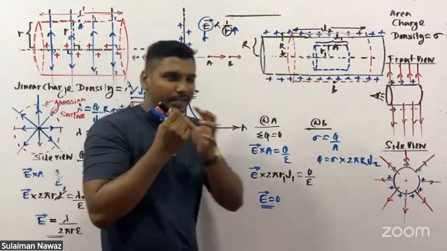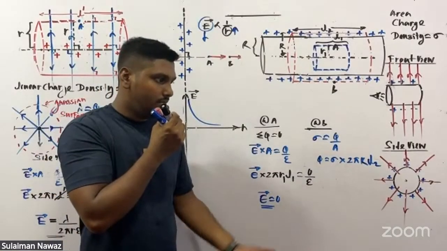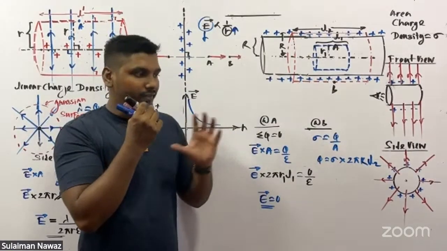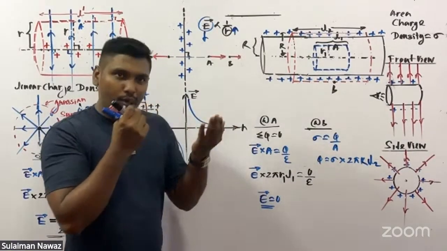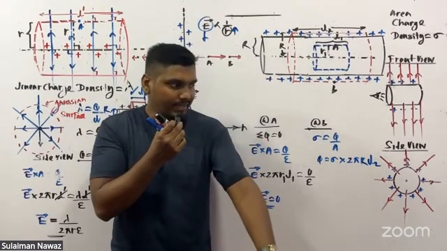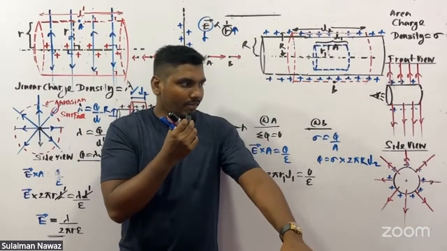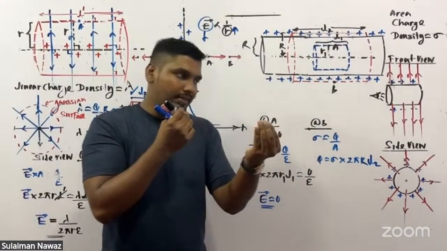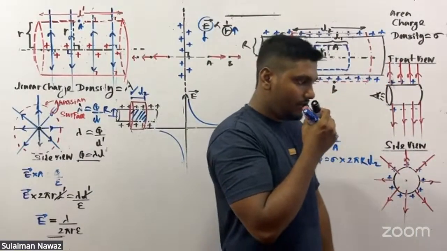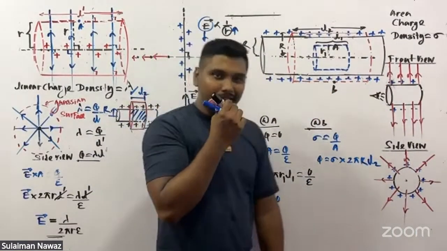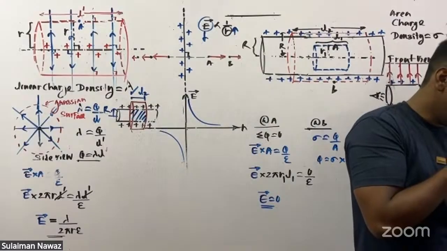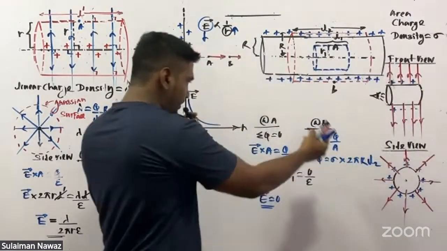Did you understand how I got this? Clear? No issues? If you have a doubt, ask. Hands up once again, quickly. Didn't understand, hands up. Understood, hands up. Understood. Okay.